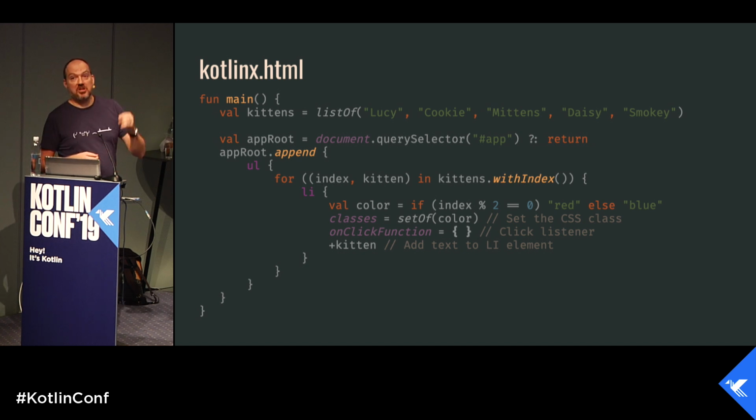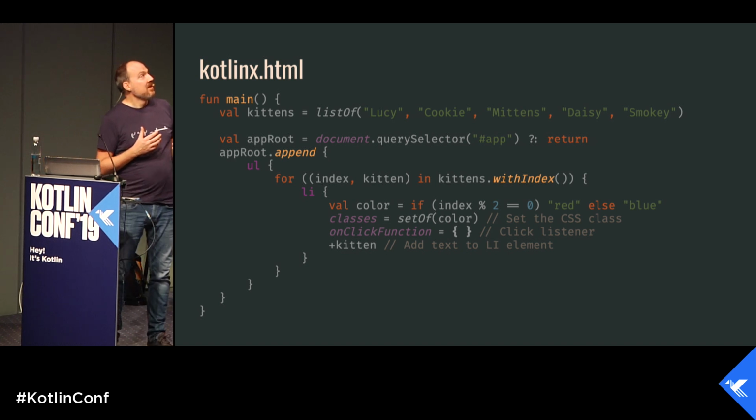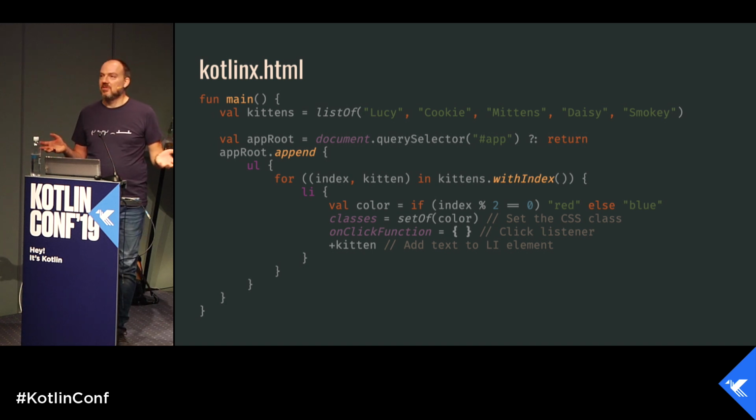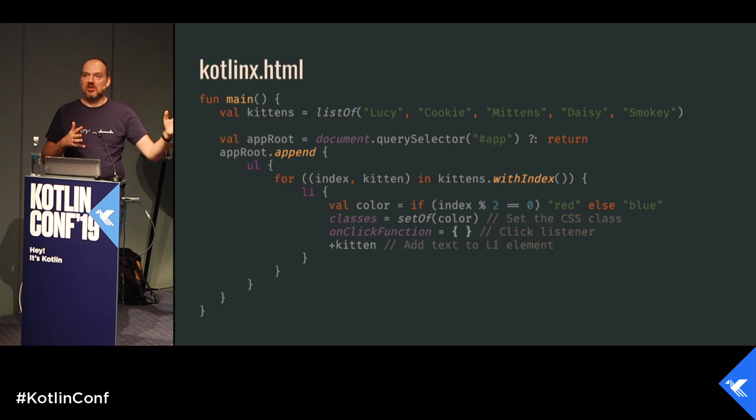If you want to add a click function on each of these elements, you can do that. Currently here it's empty. And then we just add plus kitten here, which is the string from the list up there. So there is nothing really weird about this in a Kotlin way. The only downside with this one is that you would work directly with the DOM, which isn't very efficient. So you would like to have a UI framework.